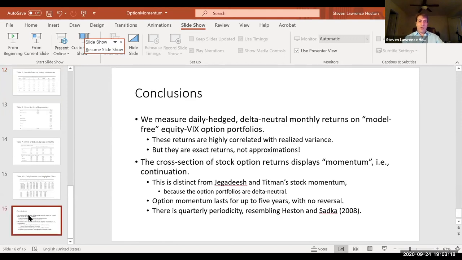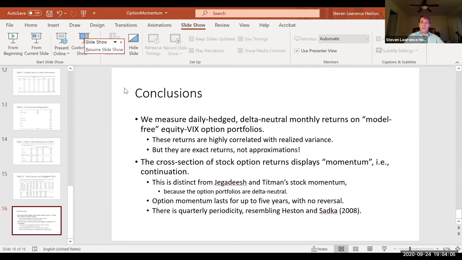One-hour seminar. Okay, so let me give you the conclusions. We measure daily hedged, delta neutral, monthly returns on model-free equity VIX option portfolios. And as David Chimko correctly picked up, the delta is not exactly zero. We use the formula for the continuous option portfolio, which many theorists love. But of course, we implement this with a discrete option portfolio. But the actual deltas of these portfolios, at least the Black-Scholes deltas, are very close to zero. And they are rebalanced not continuously, but daily, with a finite portfolio of around six options. So these are actual returns.